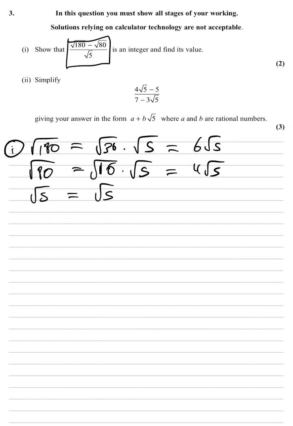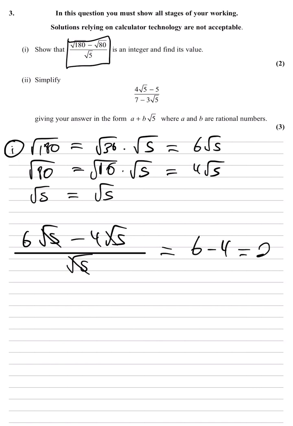So when we convert this question into this variation, we realize that every single variable here has root 5 in it. And so we can cancel it out because it's in the denominator. And what you get is 6 minus 4, which is 2, and that's the answer. That's what they want you to find. It's an integer, check. And we found its value, check.